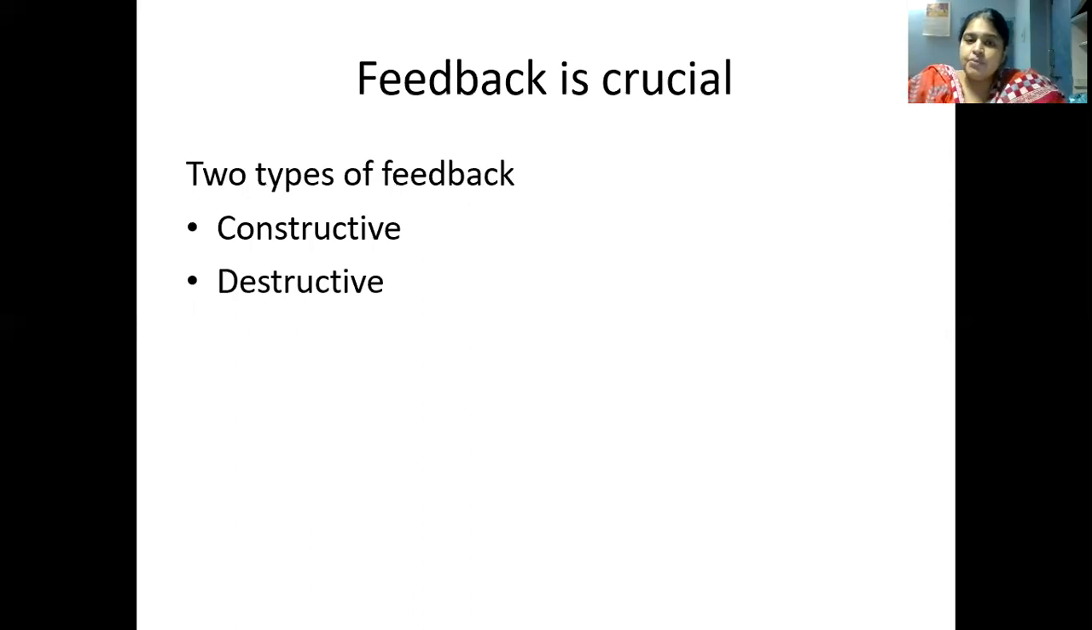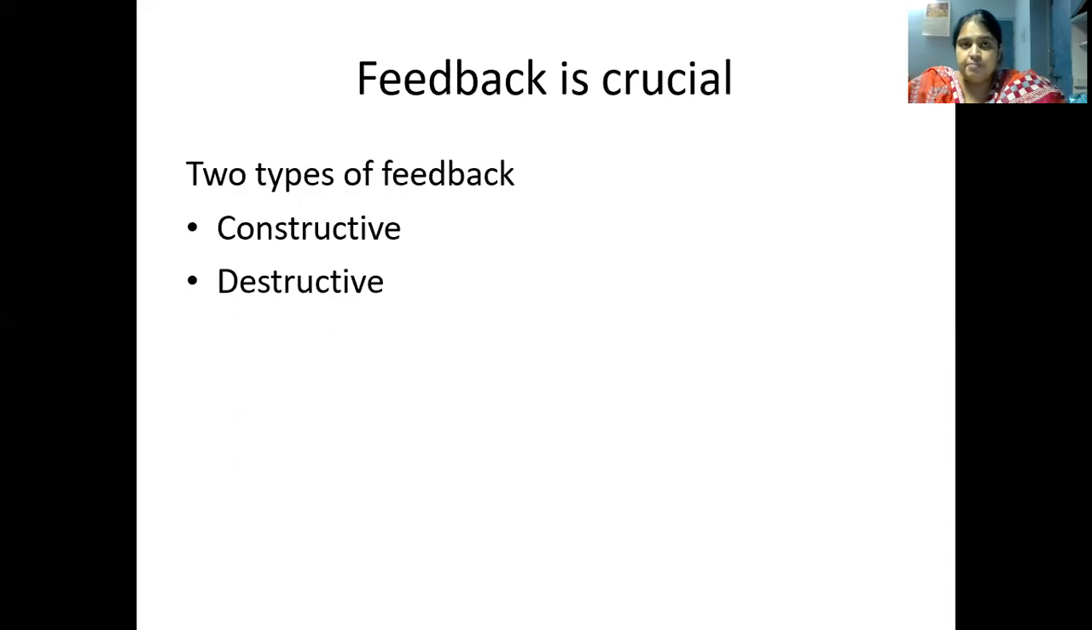Let us spend some time on understanding what exactly is feedback. Now, there are two types of feedback. One is a constructive feedback and the other one is a destructive feedback. What is a constructive feedback? When my boss calls me and gives me a feedback in a positive way. For example, hey, you are doing pretty good. You just need to improve on the next quarter and you'll all be fine.